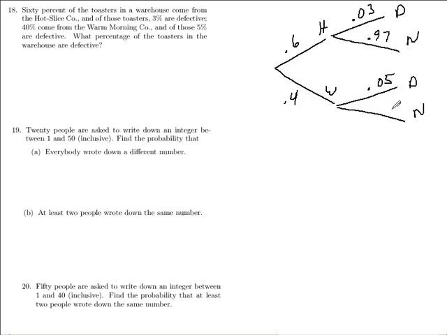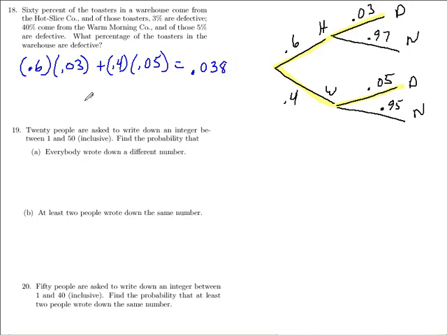Now, we don't need the 97% and the 95%. I'll throw them in the tree. And the question is, what is the probability, or what percentage of the toasters in the warehouse are defective? So it's all the branches that end in D. So 0.6 times 0.03 plus 0.4 times 0.05, and we compute this out, and we get 0.038. So the answer is 3.8%.